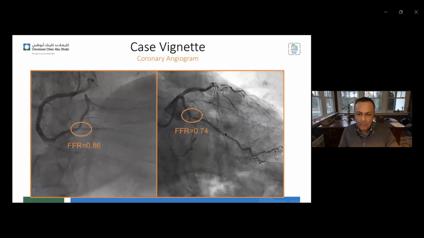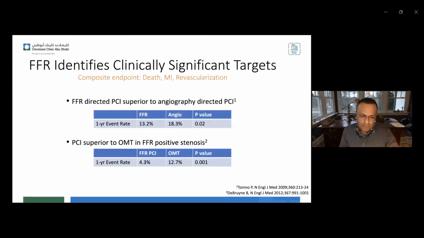So for this example, perhaps treating the circumflex would be more clinically relevant. The problem is that we don't know what to do with patients. So this is FAME data supporting using hemodynamic assessment in hemodynamically borderline lesions and showing the benefit of PCI versus medical therapy in hemodynamically significant lesions.